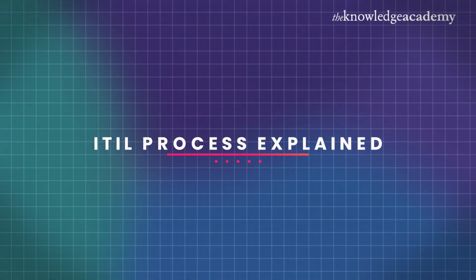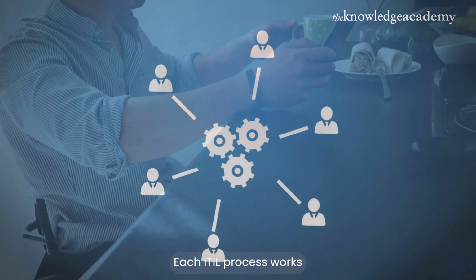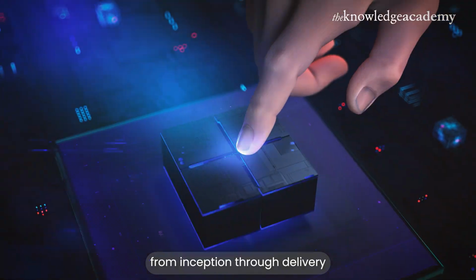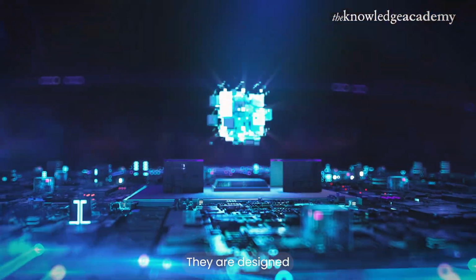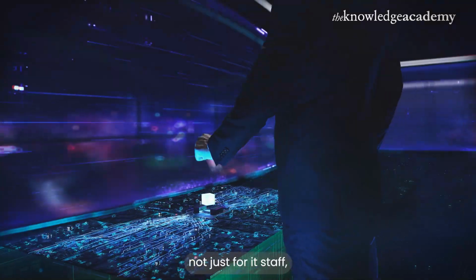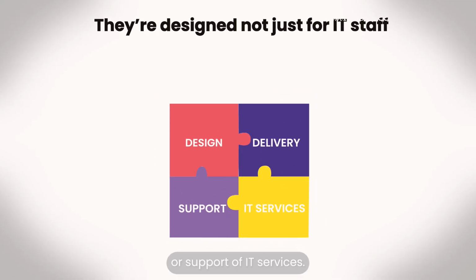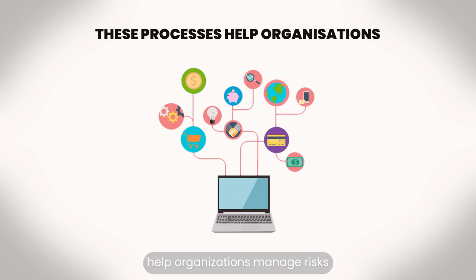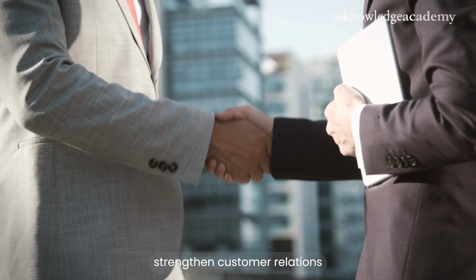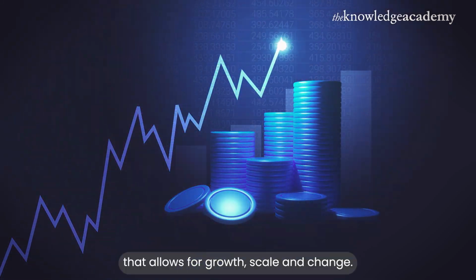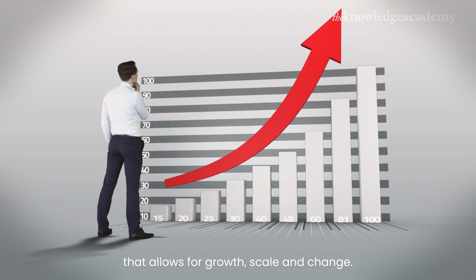ITIL Process Explained. Each ITIL process works together to support the life cycle of IT services, from inception through delivery to ongoing improvement. They're designed not just for IT staff, but for anyone involved in the design, delivery, or support of IT services. These processes help organizations manage risks, strengthen customer relations, establish cost-effective practices, and build a stable IT environment that allows for growth, scale, and change.